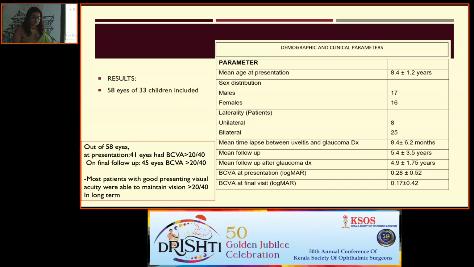You can see that the mean age at presentation was 8.4 plus minus 1, and male to female distribution was nearly the same. Laterality: 8 unilateral, 25 bilateral. The mean time lapse between uveitis and glaucoma treatment was 8.4 plus minus 6, and mean follow-up period was about 5 years. Mean follow-up after glaucoma diagnosis was about 4.9 years. Best corrected visual acuity at presentation and at final follow-up was maintained, with good visual acuity at presentation as well as later on.